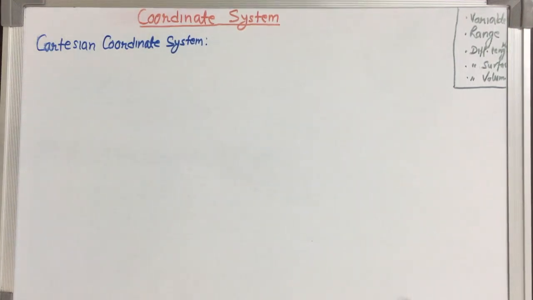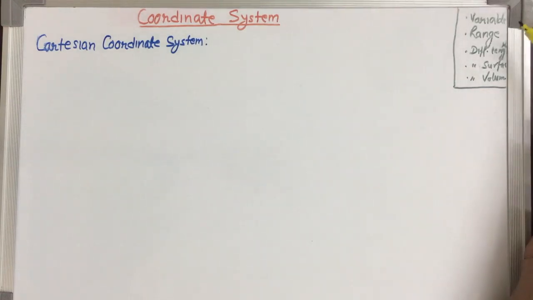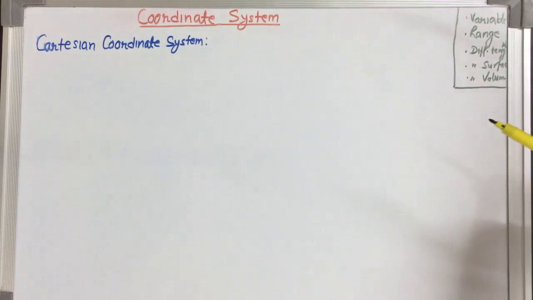Hello students, at the last turn we came to know that we will start our study from coordinate systems, and further we find that there are three coordinate systems: Cartesian, cylindrical and spherical, and in every case we are interested to find the variables, range of variables, and three different terms, that is differential length, differential surface and differential volume in all three coordinate systems.